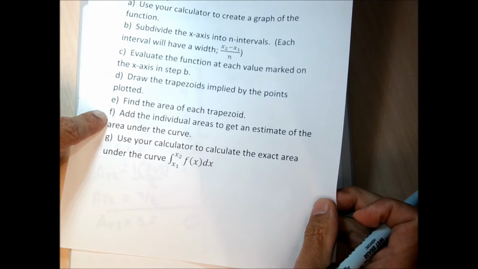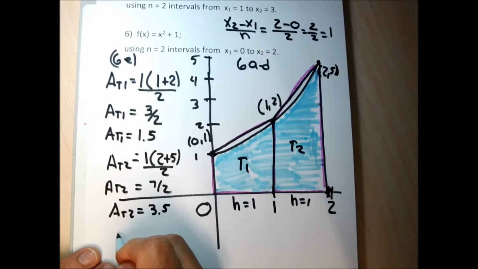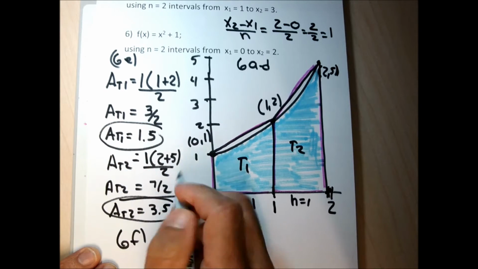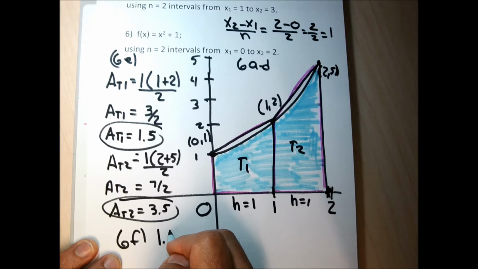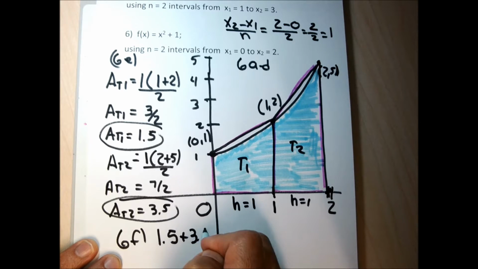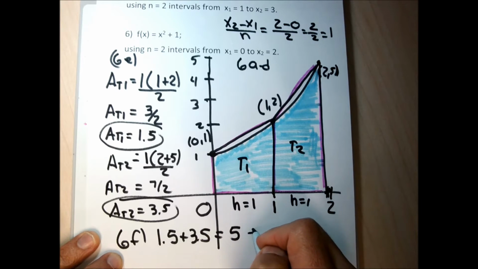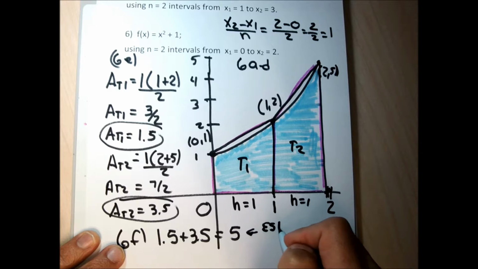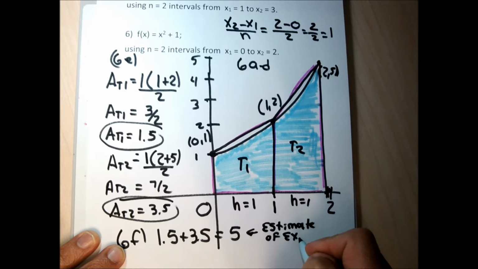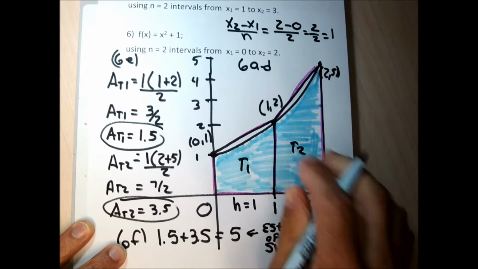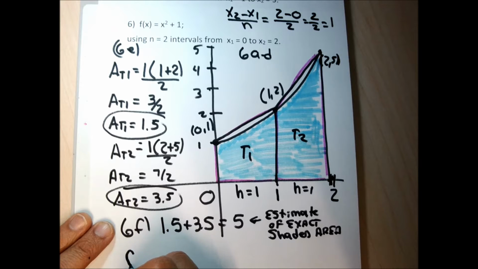F, add the individual areas of the trapezoids together. So for 6F, the first trapezoid had an area of 1.5, the second trapezoid had an area of 3.5. So the 1.5 plus 3.5 gives me an estimate of the shaded area. This right here is just an estimate of the exact shaded area. It overestimates because the trapezoids are too tall.